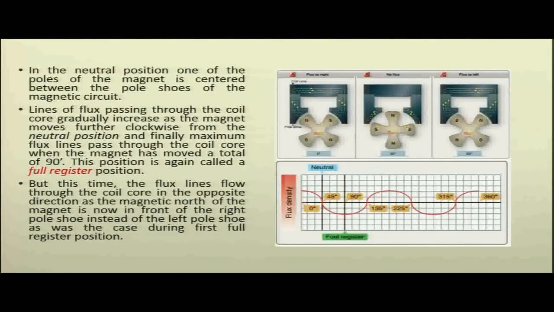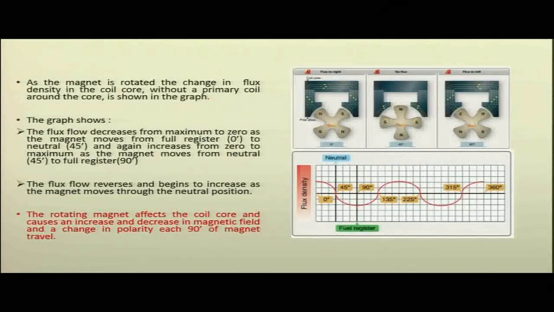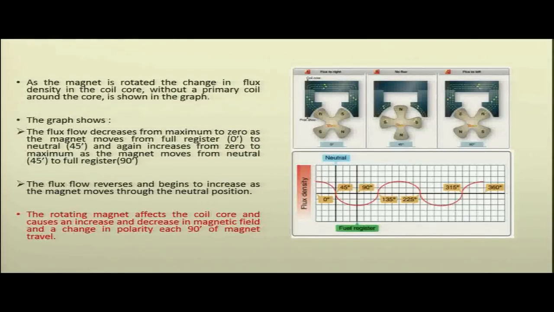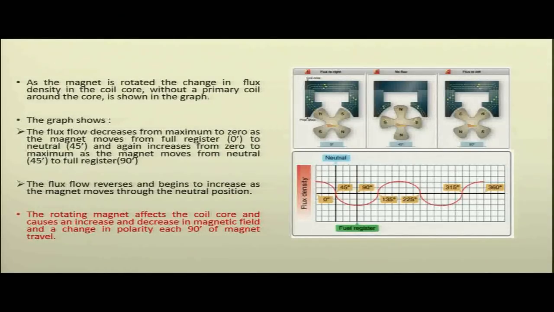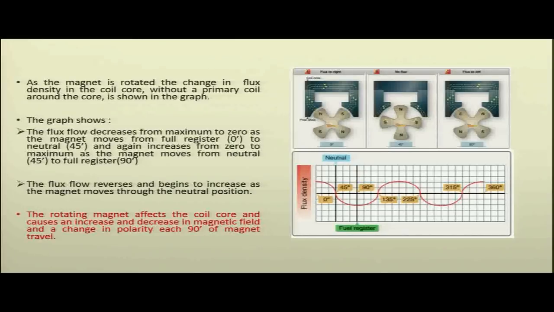But this time the flux lines flow through the coil core in the opposite direction, as the magnetic north of the magnet is now in front of the right pole shoe. Now you see the magnetic north, earlier it was in front of the left pole shoe, now it is in front of the right pole shoe instead of the left pole shoe, as was the case during the first full resistor position. As the magnet is rotated, the change in flux density in the coil core without a primary coil around the core is shown in the graph.